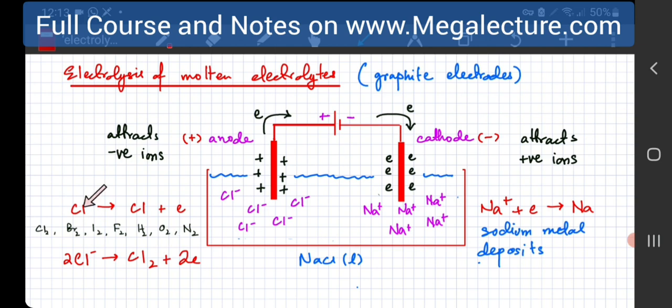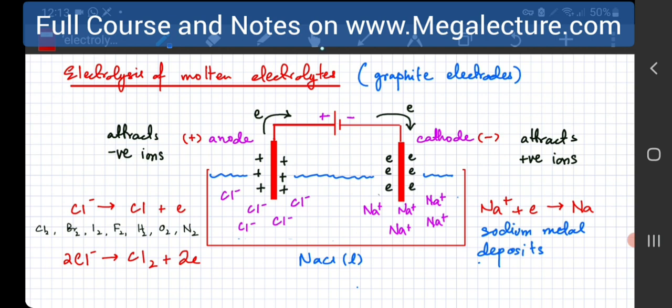So Cl minus ions were losing 1 electron, producing 1 electron, and becoming Cl atoms. But since it's diatomic, I would need 2 Cl atoms, so I doubled everything: 2 Cl ions. They're going to produce 2 Cl atoms, which would join together to form Cl2. And as a result, they're going to produce 2 electrons. So that's my equation at anode.